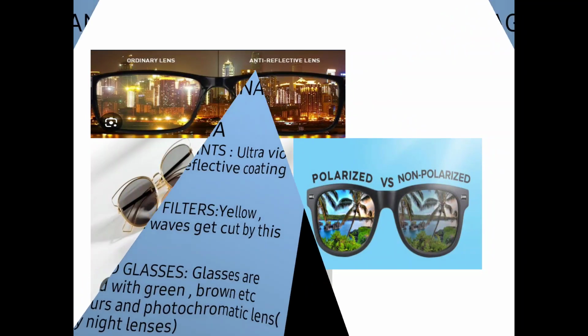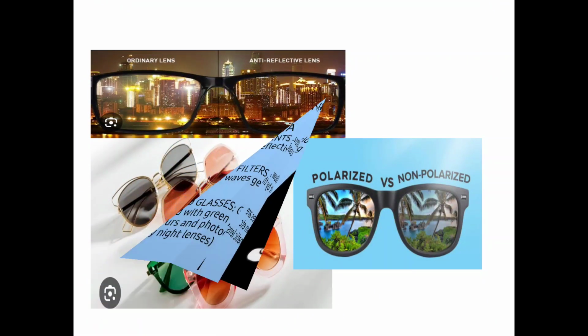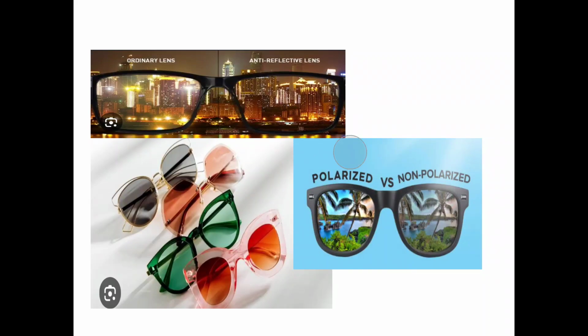Next one are the polarized filters. Yellow, amber, etc. waves get cut by this. This is the polarized and this one is the non-polarized. In case of polarized, the different rays get cut. Here the sun rays are coming from here and they are disturbing this image. Here the sun rays get cut in case of polarized.